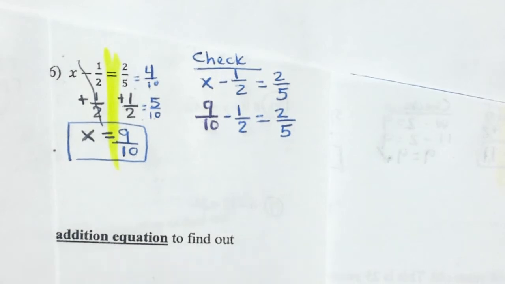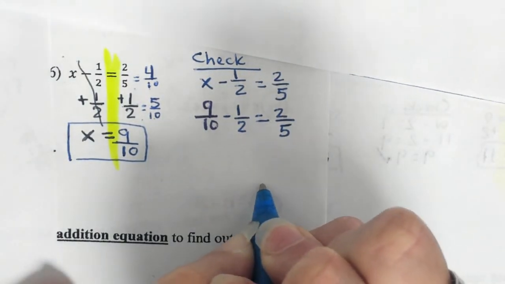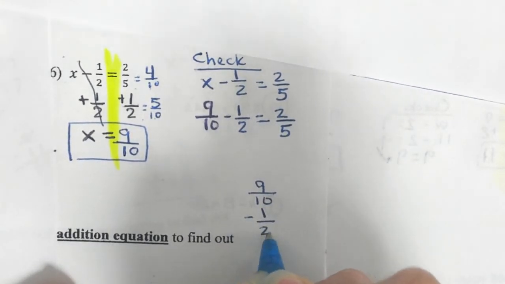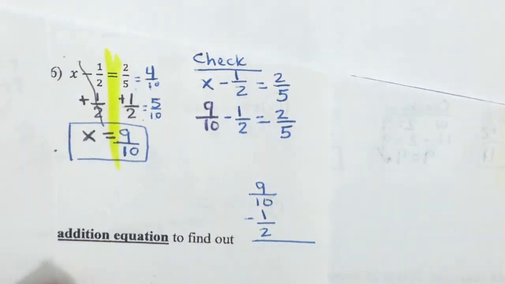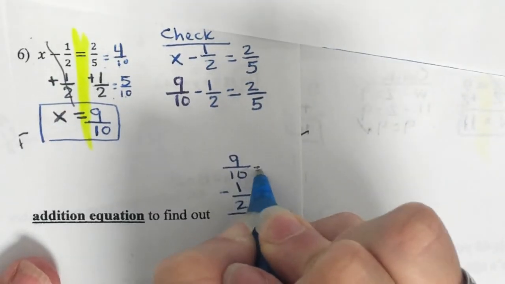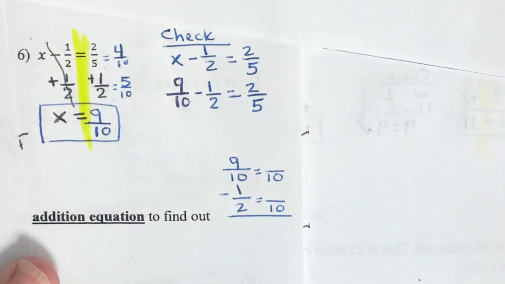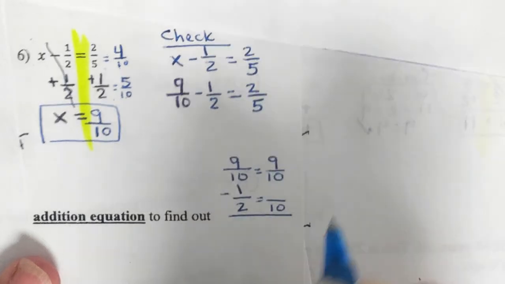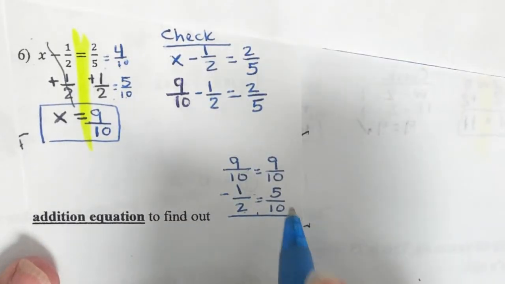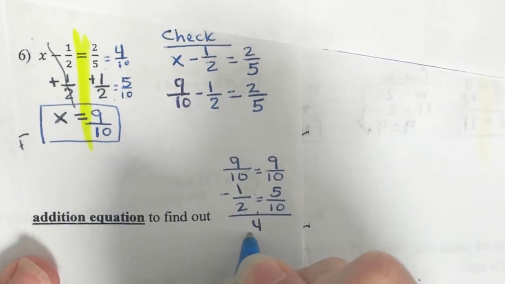Listen, I know why it's there. You don't have to erase it. Just go right here and do like 9 tenths minus a half. I'm still going to find common denominators and all that good stuff. And it is 10. 2 times 5, 1 times 5. Okay, I got 9 minus 5 is 4 tenths.